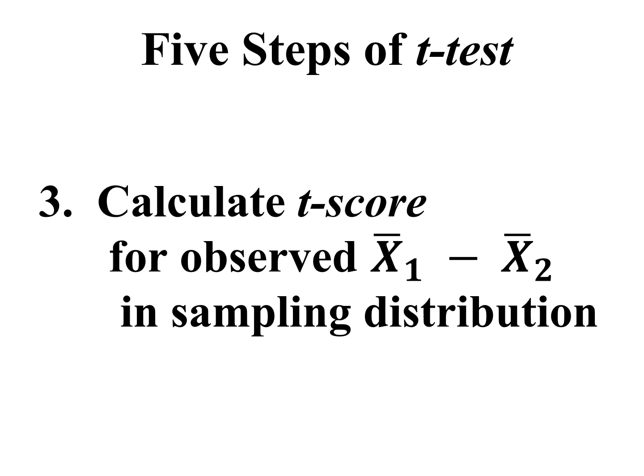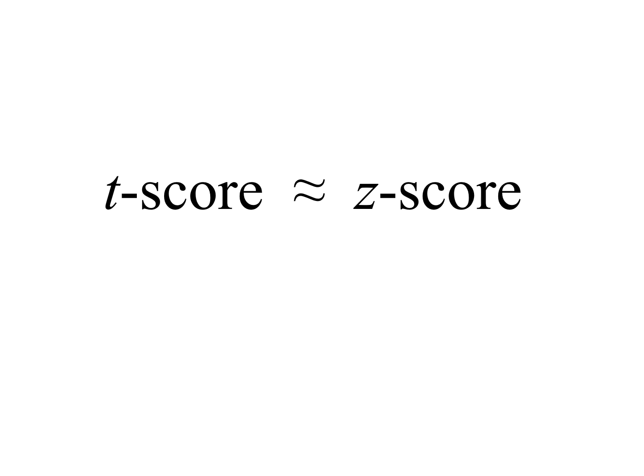And that is to calculate a t-score. Specifically, in this step, you calculate the t-score for the observed difference between the means in the sampling distribution. And you might be thinking to yourself, what is a t-score? Well, the t-score is approximately the same as the z-score. In fact, for most practical purposes, it is equal to a z-score. For samples of 30 or more, the t-score and z-scores are virtually identical. So most of the time when you see a t-score, just think z-score and you will be right.